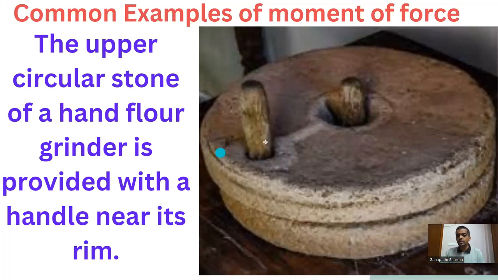So why is the long handle given at the last? The reason is that as the perpendicular distance increases, more torque is produced. More torque means the work can be done easily. You can apply a small force and rotate it easily near its rim.